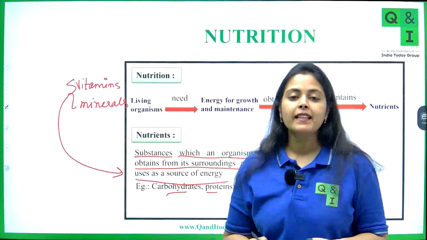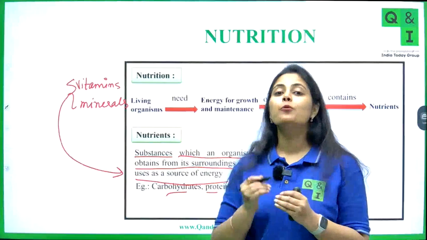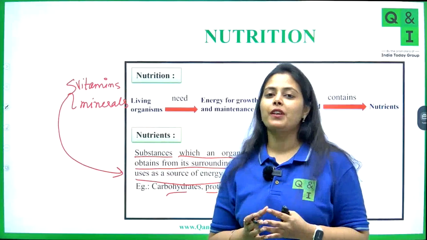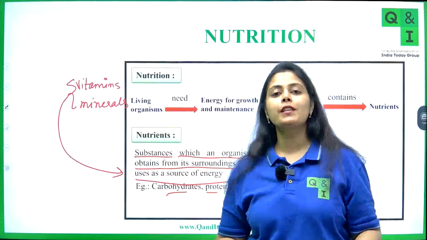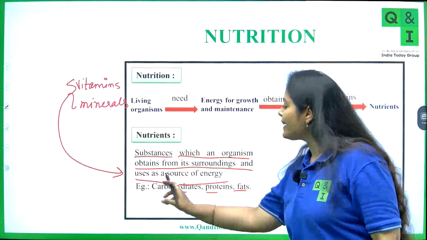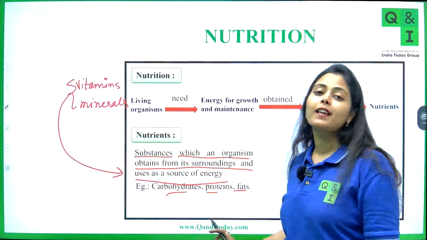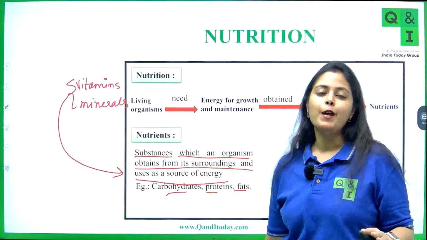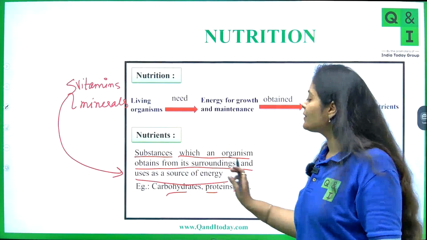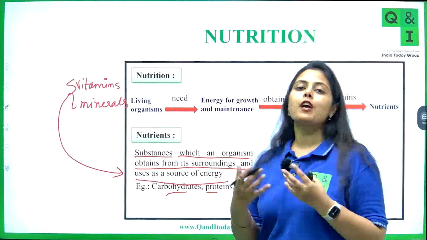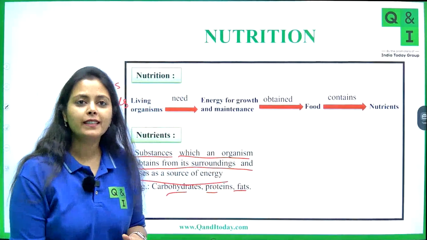Why am I saying this? Because students, when we cover nutrition in human beings, you will realize that the entire human nutrition is based on the digestion of these three components only. So just keep it in your memory that these are three important nutrients which are present in an organism's food. Got it, everyone? Is it clear?